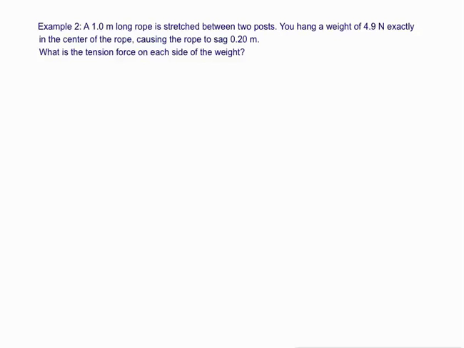Let's try another example problem. We have a 1 meter long rope that's stretched between two posts, and you hang a weight of 4.9 newtons right in the center of the rope, and it sags, which we all would expect to have happen, unless it was like a steel wire. And you're being asked what's the tension force on each side of the weight.